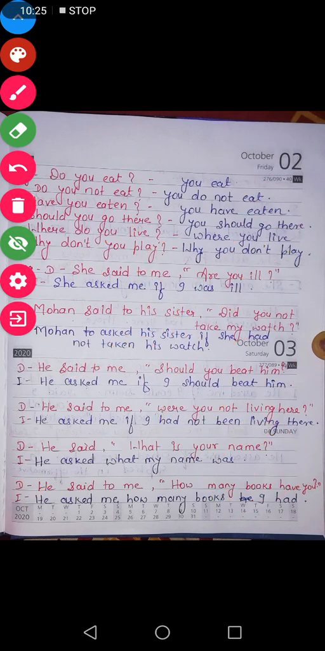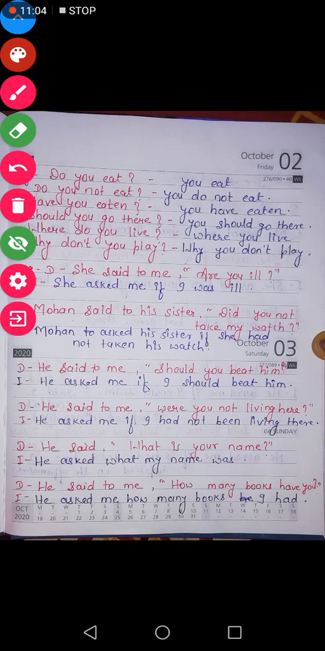What am I trying to say? See, do you eat? What kind of sentence is this? Is this a WH question or a yes-no question? Of course, this is a yes-no question. So when you change do you eat into assertive, it will become you eat. The interrogative word will be removed and the question mark will also be removed, and then we will give a full stop. In the same way, have you eaten?